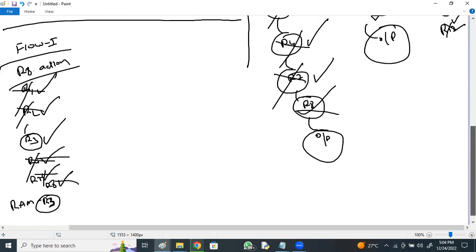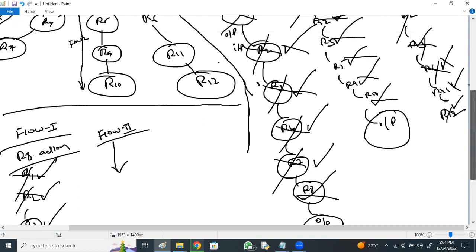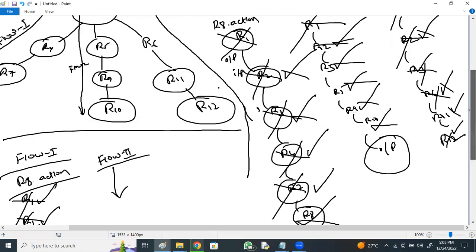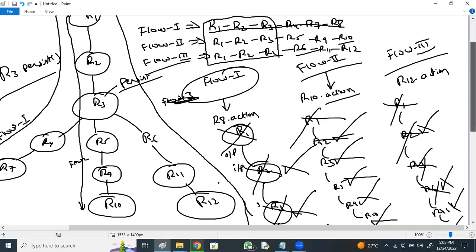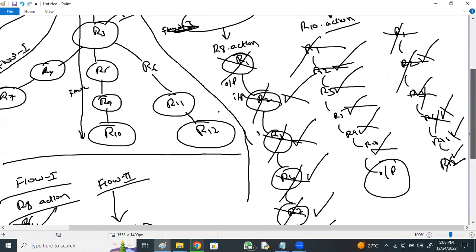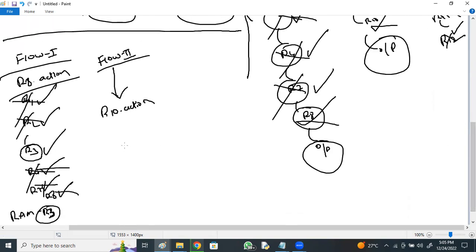Now, first flow executed means flow 2. For flow 2, no need to re-execute all the steps from the starting, right? What is flow 2? R10 dot action. R10 dot action means R10 input is what? R9. R9 input is what? R5. And R5 input is what? R3. R3 is available in the RAM to give its output as input.